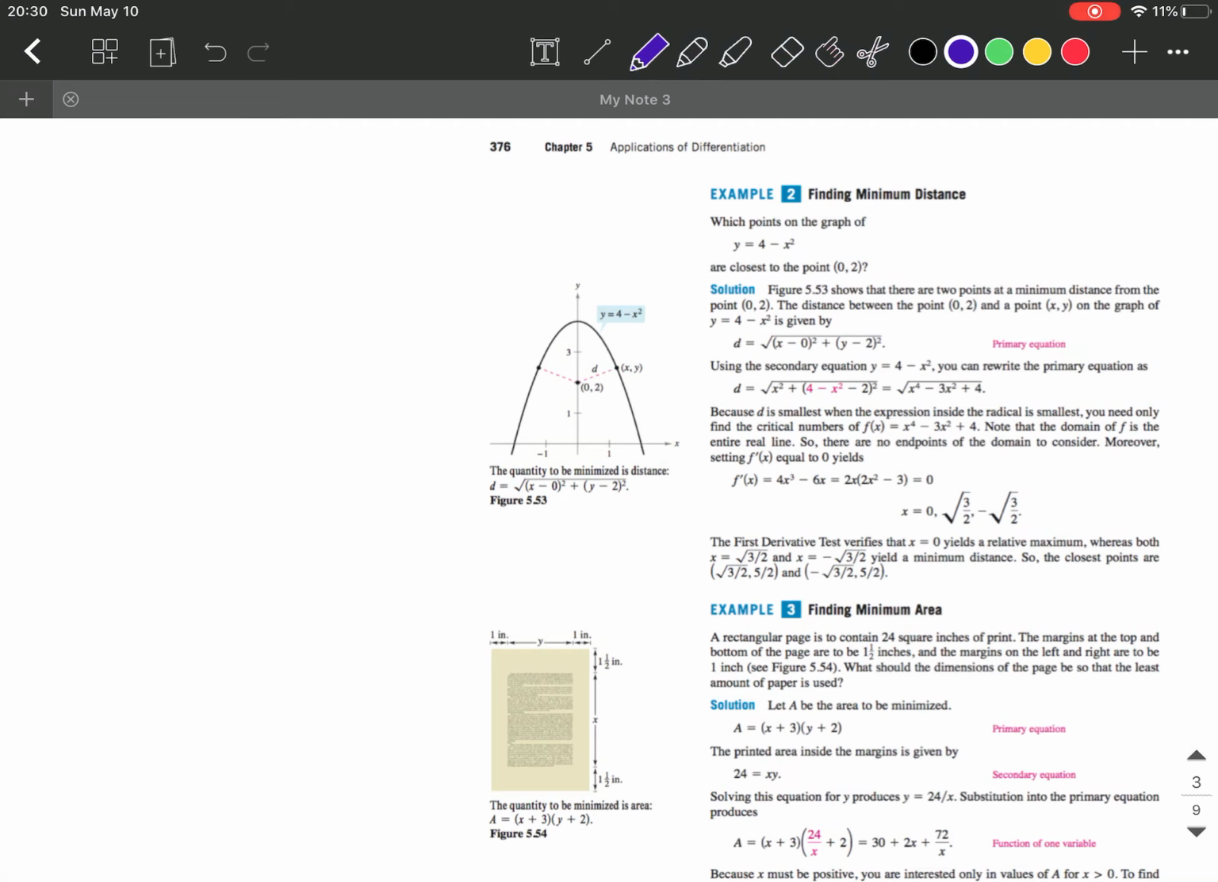Okay, so the relationship between y and x they're giving me is y equals 4 minus x squared. Oh, that's a 2, sorry. It looks like a 5. However, they don't want me to maximize or minimize the relationship. They're not asking me what is the maximum point for this equation. They want me to find the closest point, which point on this graph is closest to the point (0, 2).